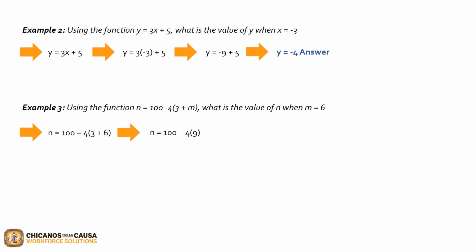So it gives us n equals 100 minus 4 times 3 plus 6, which is then further solved to equal n equals 100 minus 4 times 9, because again, we're just plugging and chugging. Then this turns into n equals 100 minus 36, giving us, of course, a final answer of n equals 64.